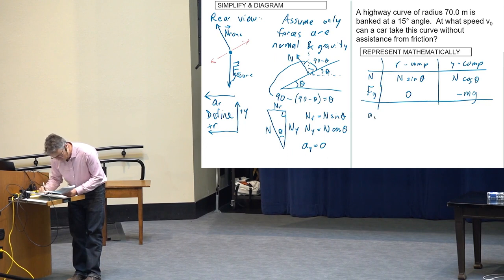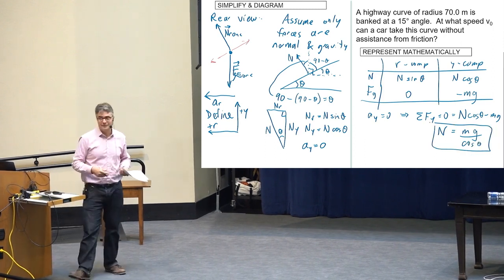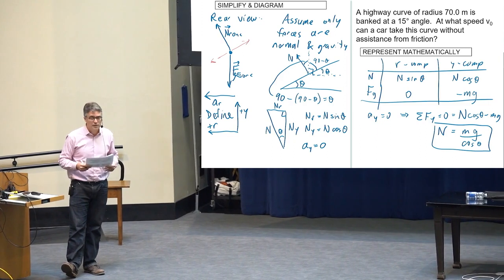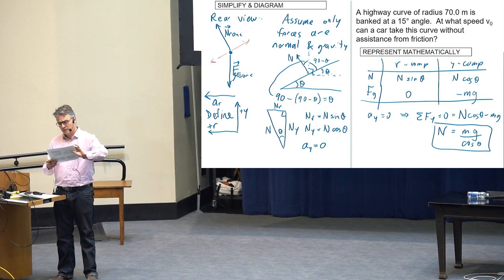So a sub y is equal to 0. That means the sum of all the forces in the y direction is equal to 0. And that's going to be just add these up: n cos theta minus mg equals 0. And what that means is that n is equal to the mass of the car times g divided by cosine of theta. And as usual, the normal force is not easy to determine. You have to balance some forces. It's self-adjusting.